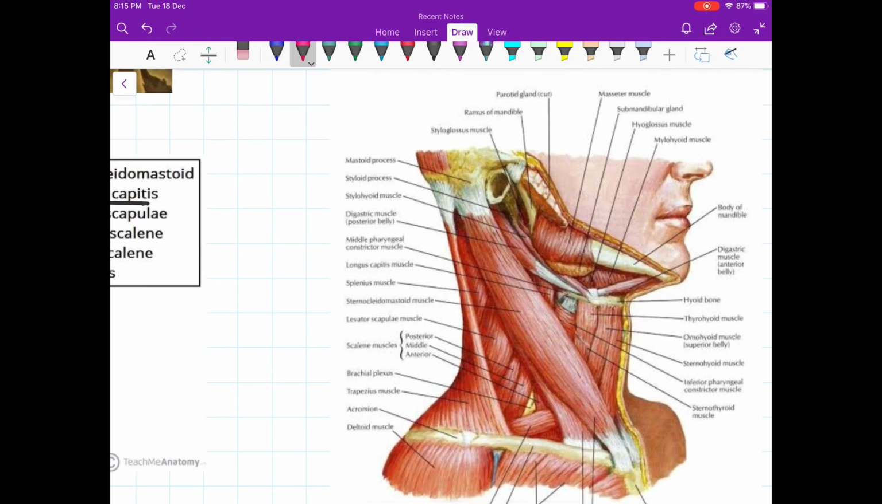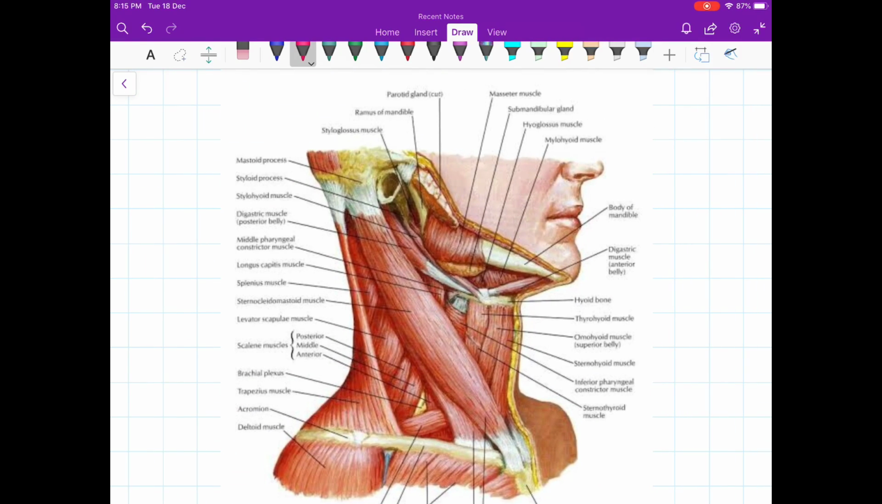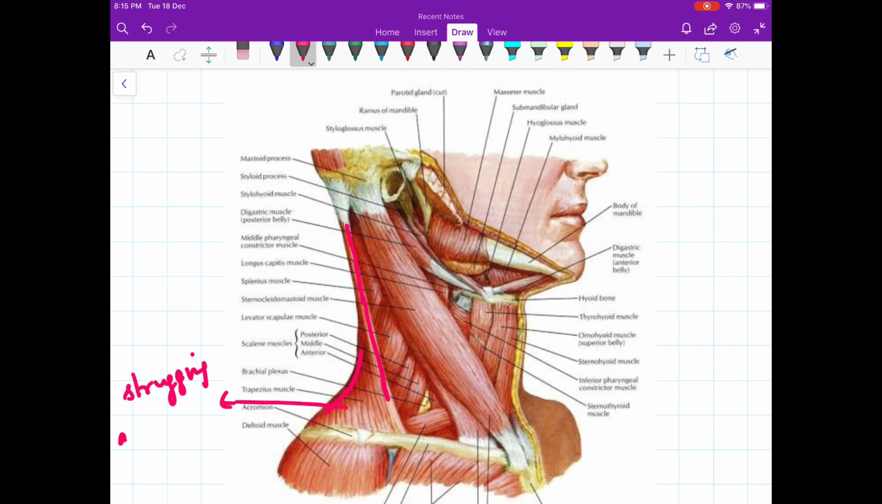Friends, let us discuss the various muscles. As you see, this is the trapezius muscle. It takes part in shrugging of shoulders, and it takes part in abduction of shoulder also, abduction of shoulder beyond 90 degrees. This is sternocleidomastoid.